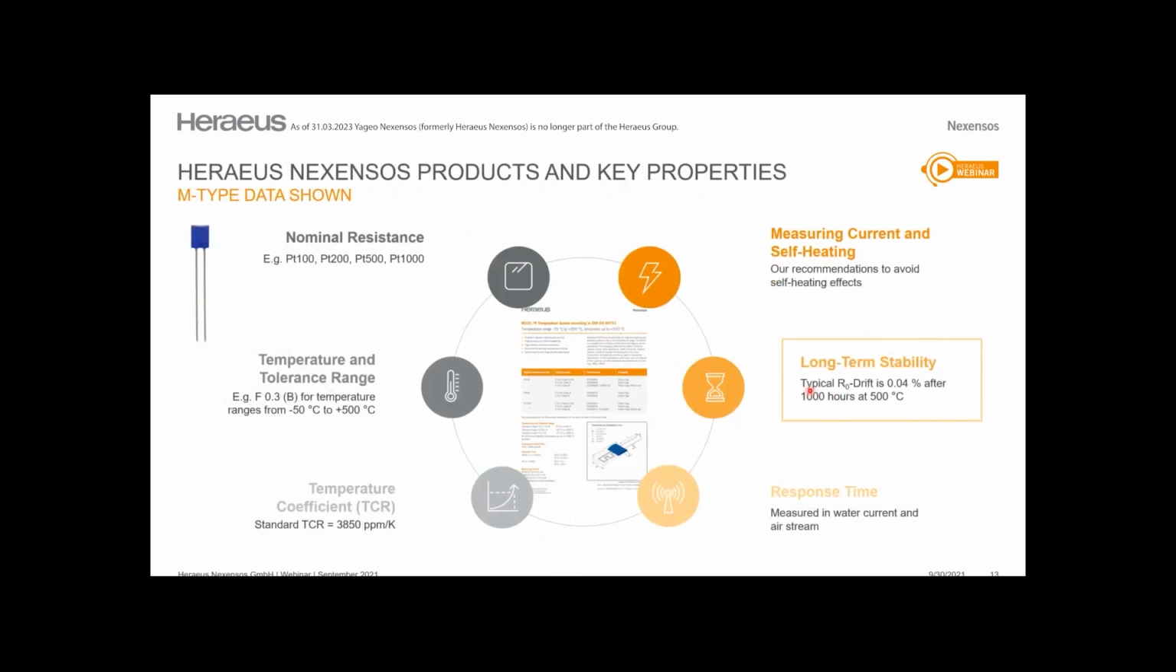All right, so the next aspect I want to look at in more detail is the so-called long-term stability. We state a typical R0 drift for an M-type sensor of 0.04% after 1,000 hours at 500 degrees Celsius. But let's have a closer look at that key property.